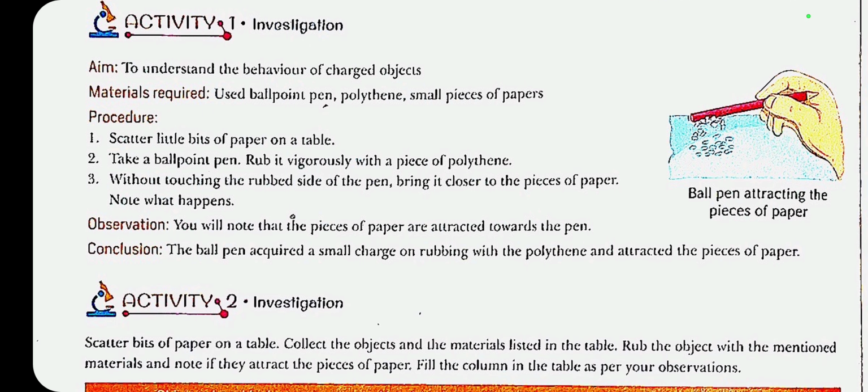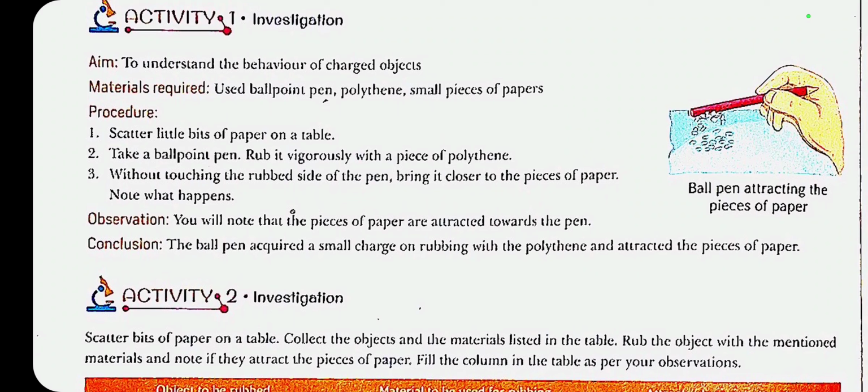What is the aim of our activity? To understand the behavior of charged objects. What are charged objects? Charged objects are objects which have charge. What are the materials required to conduct this activity? You can conduct this activity to have a deeper understanding of the concept. First, a used ballpoint pen. Second, polythene. Third, small pieces of paper.